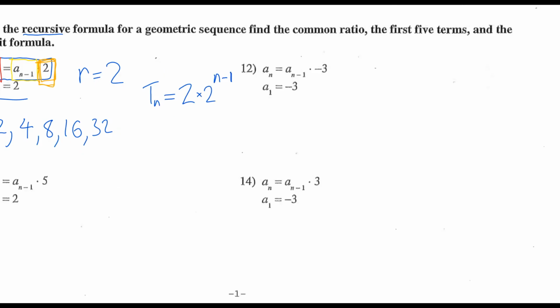Here we have our second one. So our first term in the sequence is minus 3, because we're given that there. Then we take the last term in the sequence we have and times it by minus 3 to get our new term. So we go minus 3 times minus 3, which is 9, 27, 81, 243.